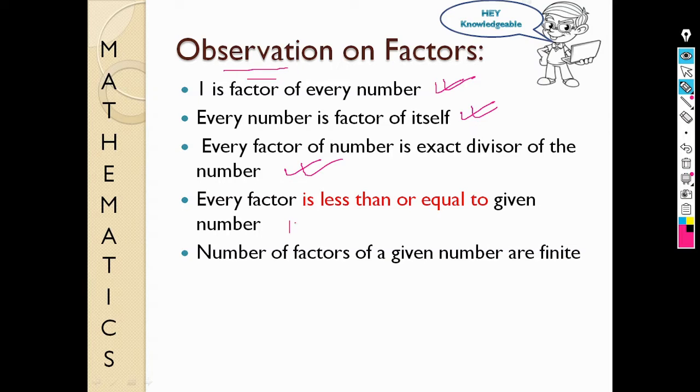So let's see the factors of 12. Factors of 12 are 1, 2, 3, 4, 6 and 12. If you see, all the factors are less than or equal to the number itself. Then the last one is, the number of factors of a given number is finite, meaning you can count the number of factors for a given number. So how many factors are there? There are 6 factors.